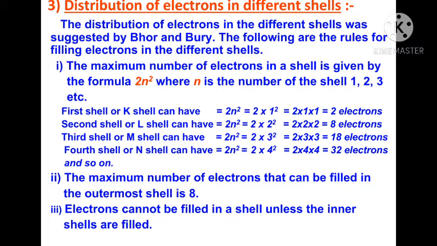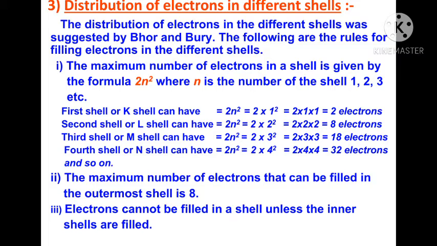The first orbit or K shell will be 2 into 1 raised to 2, which is 2. The second orbit or L shell will be 2 into 2 raised to 2, that is 8. The third orbit or M shell will hold 18 electrons, 2 into 3 raised to 2. The fourth orbit or N shell will hold 32 electrons, that is 2 into 4 raised to 2, and so on.